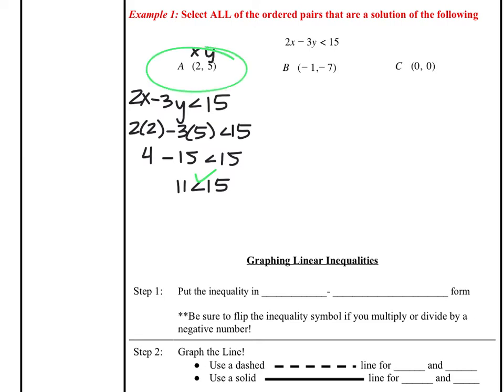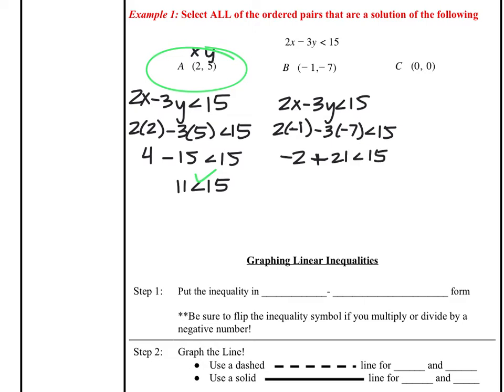Okay, let's check B. Instead of x, I will put -1. Instead of y, I'll put -7. Multiply, so that would give me -2. -3 times -7 is positive 21, so we're going to put plus 21. If I add those up, positive 19 is less than 15, which is false. So this one is not a solution.